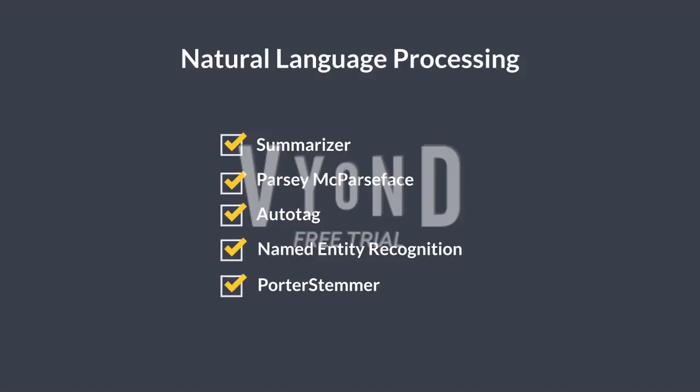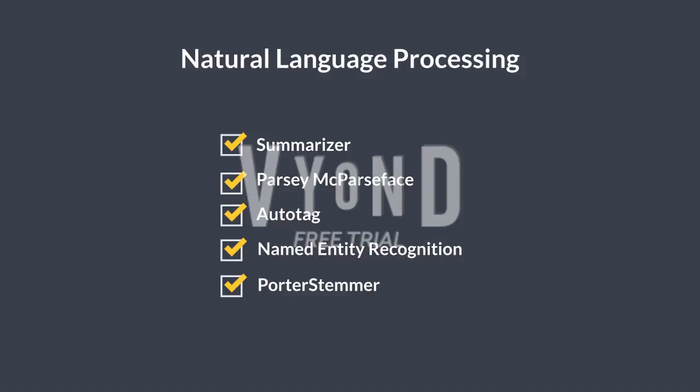Summarizer algorithm extracts the most important and central ideas while ignoring irrelevant information. You can use Summarizer to automatically summarize a block of text, extracting topic sentences and ignoring the rest. Parsey McParseface is a language parsing deep learning model made by Google that uses part of speech tagging. You can create chatbots with the help of the algorithm.